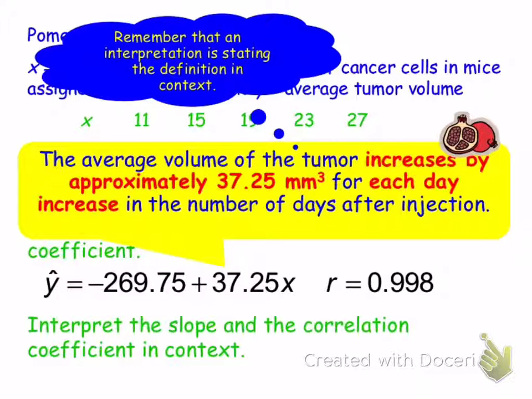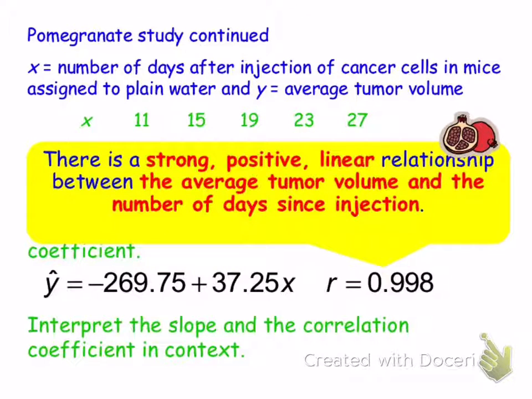Remember that an interpretation is stating the definition in context, so you have to talk about what the original problem is talking about. For R, that's when you do LSD, so there is a strong positive linear relationship between X and Y. So linear is, you just keep that word. Strength, it is strong because why? Because it's really close to 1. Yes, because it's really, really close to 1, so it's strong.